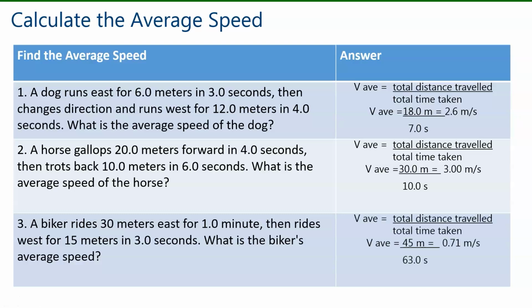Let's look at the answer. So our formula for speed is total distance traveled divided by total time taken. Our total distance was 30 meters plus 15 meters, which gives us 45 meters. For our time, 1 minute is equal to 60 seconds plus 3 seconds. That gives us 63.0 seconds. When we divide these, we get 0.71 meters per second. And we kept our significant digits to the least number of significant digits in the problem, which was 2.